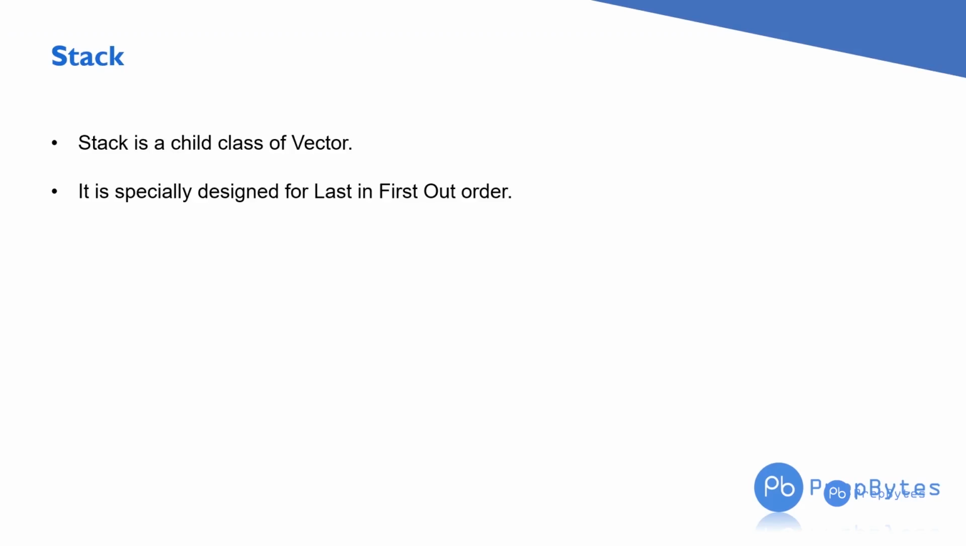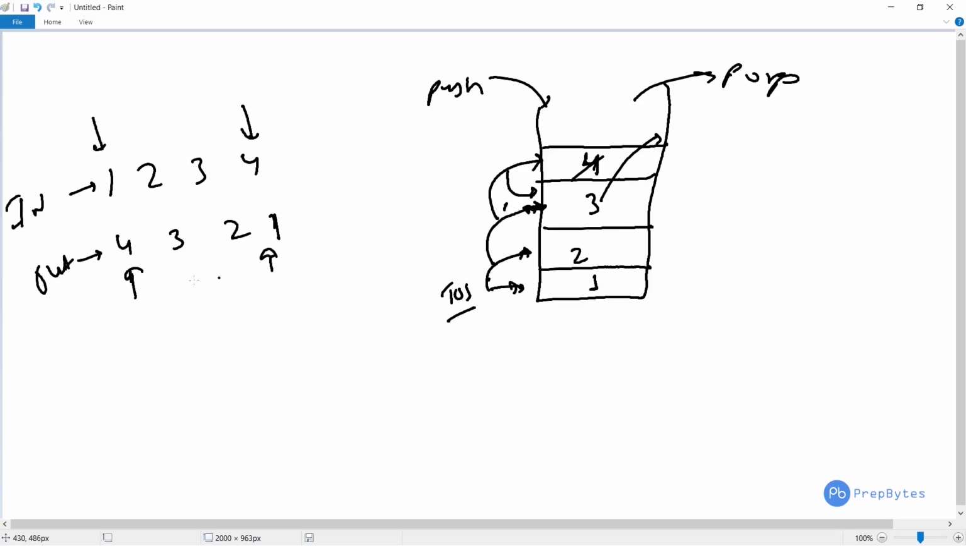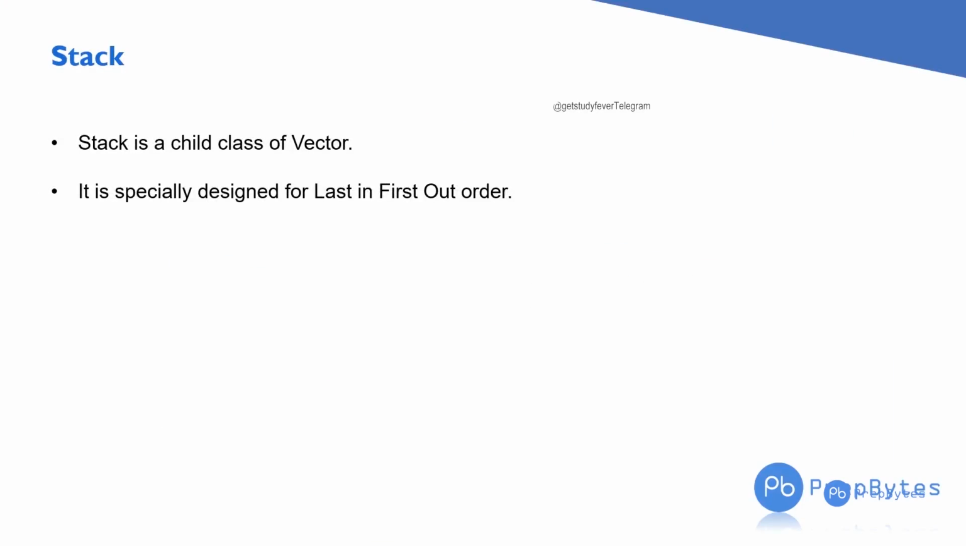Stack is a child class of Vector. It is specially designed for last in first out order. Let's see here: this was my insertion order, 1, 2, 3, and 4. But when I pop, the popping order is 4, 3, 2, and 1. The deletion order is nothing but the reverse of the insertion order. That is, this was the last in, but this was the first out. This was the first in and it is the last out. So this is last in first out order. It is specially designed for last in first out order.